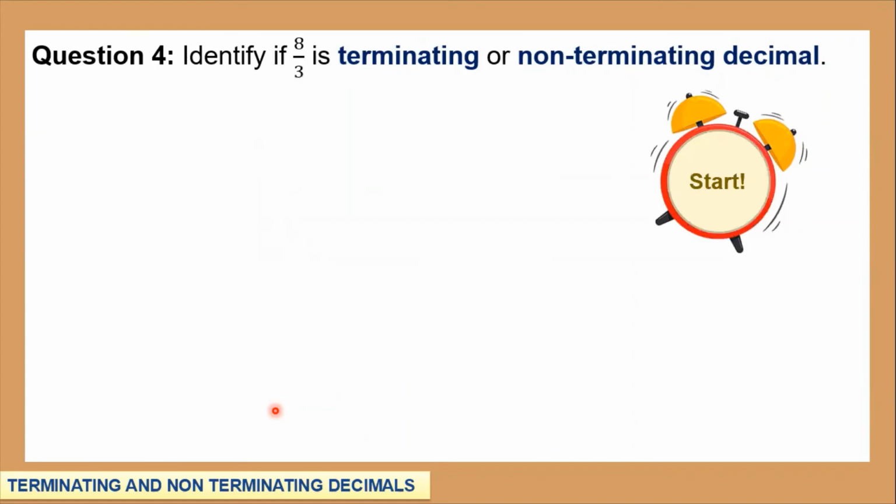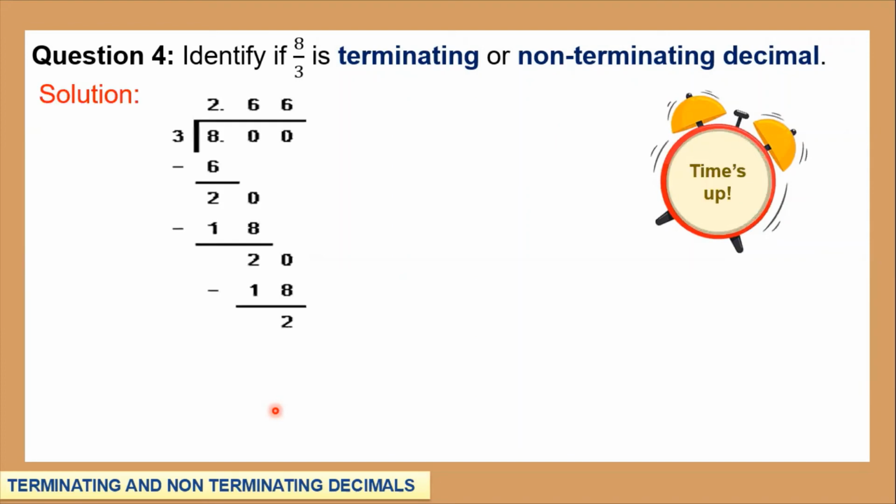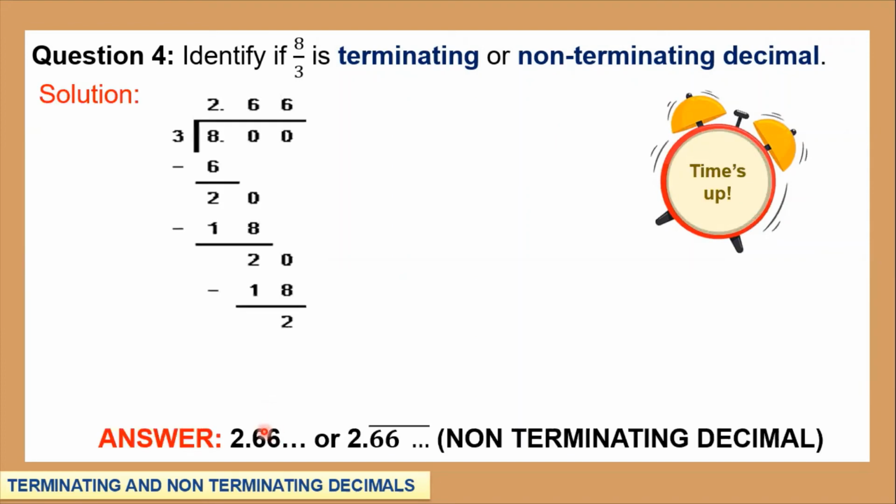Question number 4. Identify if 8 over 3 is a terminating or non-terminating decimal. For the solution and answer, we have 2.66 ellipsis, or we wrote it this way, which is a non-terminating decimal. Again, notice in our solution, if we go on with our computation, the number 6 keeps on appearing. So we can say that this is a non-terminating decimal.